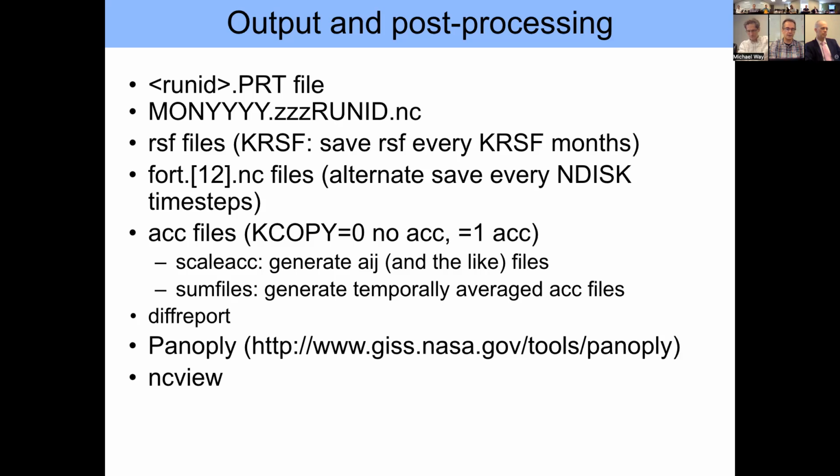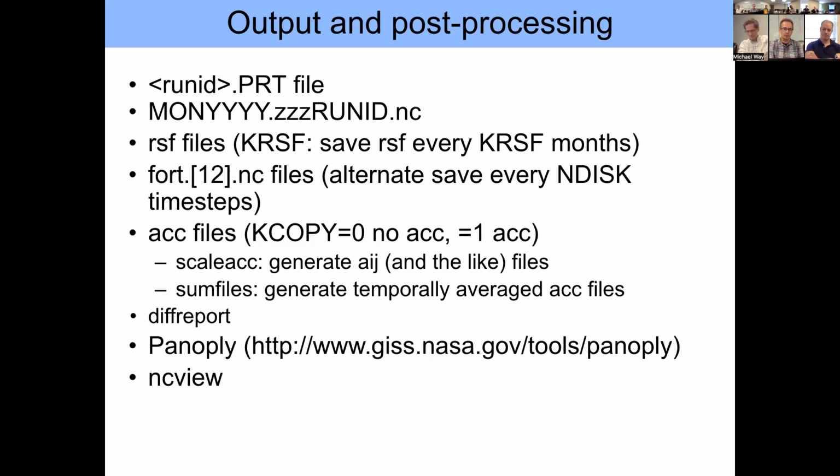Then we have the ACC files that I mentioned in bullet number 2. You control whether you want them or not with the KCOPY file line in the rundeck: 0 does not save them, 1 does. I can't think of a scenario where one does not want the main model output, but it's there in case, for example, you run a very long spin-up that you don't care about at all, and then you want output after like 5,000 years. But the ACC files are the core of the output you will be looking at. So you really want those.